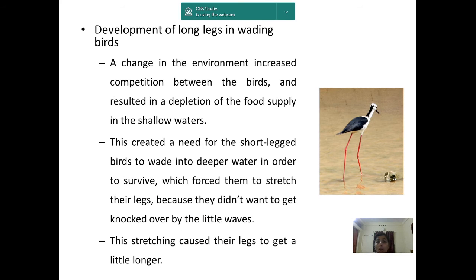The development of long legs in wading birds. In the same way here, the birds usually have a competition for food. What is the food? The small fishes in the shallow waters. When the competition increased, some of the birds had to get some modified organ for getting the food or to win the competition, and thus they stretched their legs, and stretching caused their legs to get a little longer.